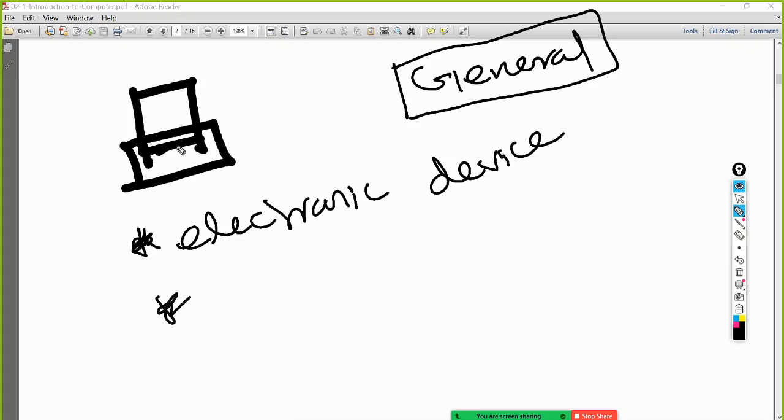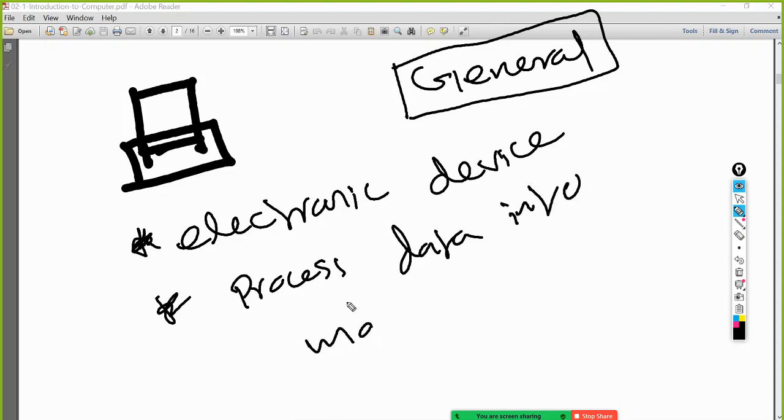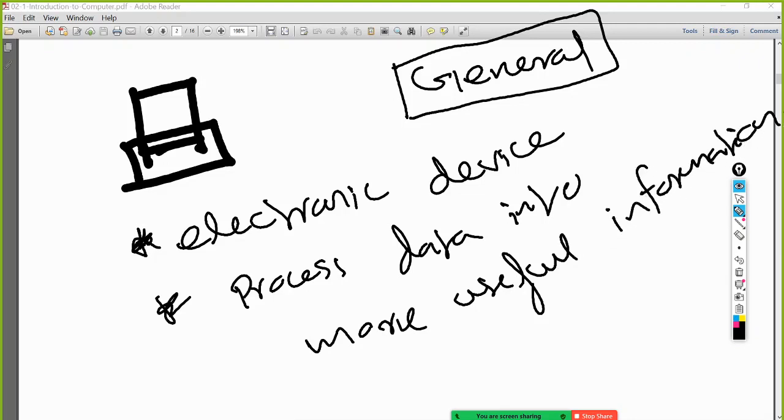It's an electronic device that helps you process data into more useful information. So that is the better answer. A computer is an electronic device that we use to process data into more useful information, or we can just say used to process data. So that is a starting point: what a computer is.